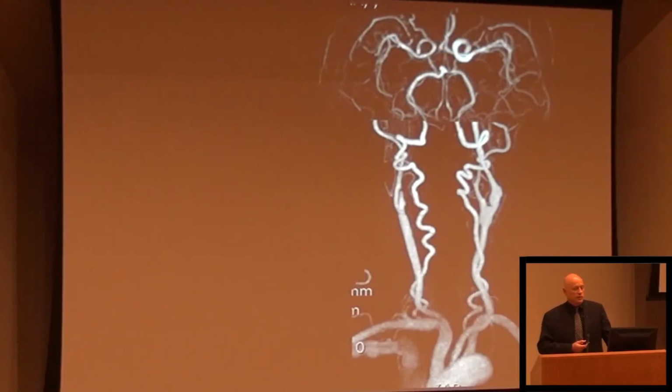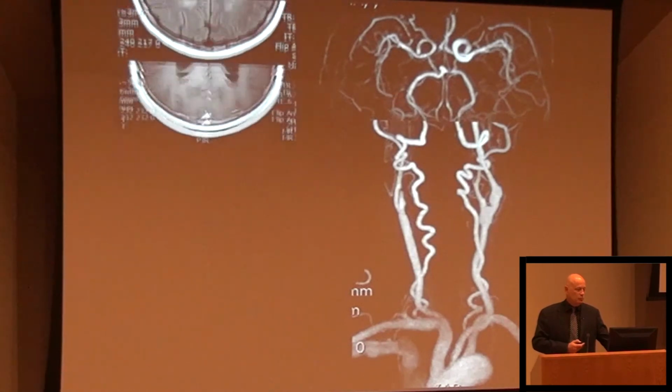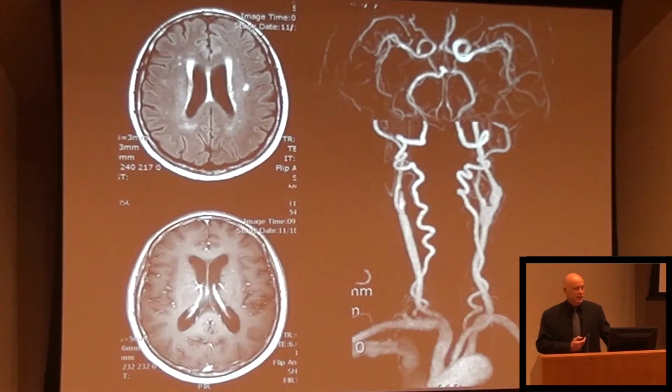Because it's a three-dimensional technique, we can reconstruct these pictures to look at specific areas. If we're more interested in the cerebral circulation rather than the carotid circulation, this is all coming off one, I think it's about a 50-second acquisition. Then, because the patient's already in the scanner, we can add into that the end organ imaging at the same time, in this case the brain.